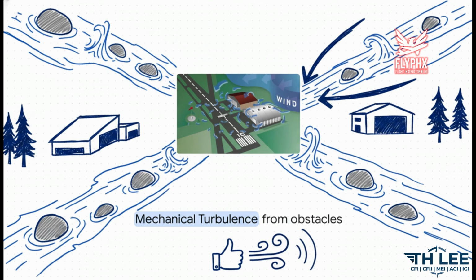When wind blows through these obstacles, especially right in the traffic pattern, it tumbles and rolls, giving you a pretty bumpy ride. And here's a good rule of thumb to keep in your back pocket. The stronger the wind, the rougher the turbulence.